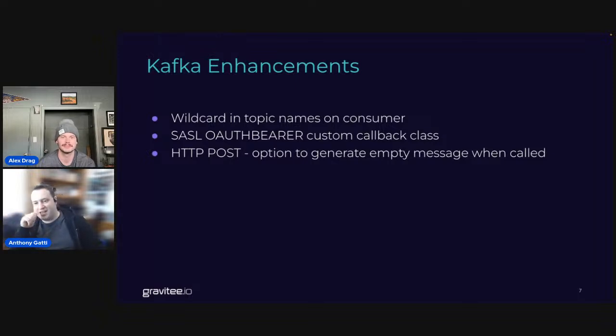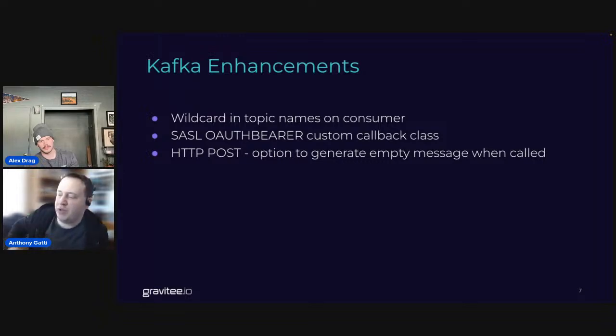Next, we have something that's fairly deep in the weeds. For anybody who's come across OAuth in Kafka, you know that it's very complicated and challenging to get set up. So we added the ability to add a custom callback class to the SASL OAuth bearer method. Basically, that means you can build a custom implementation for your OAuth interaction and OAuth flow when you use OAuth with Kafka and SASL OAuth bearer authentication.